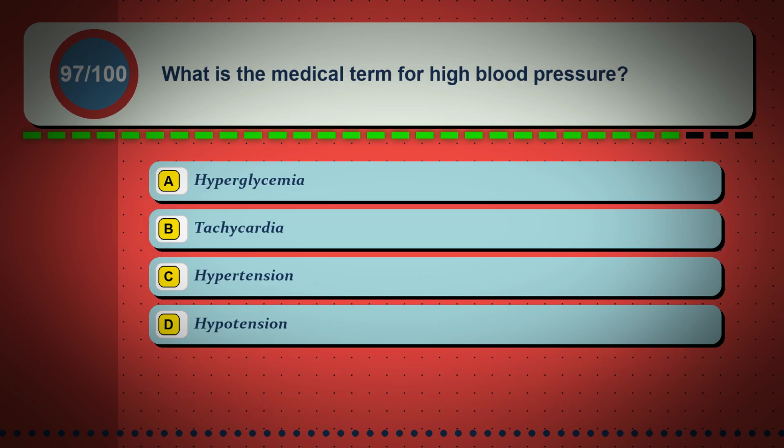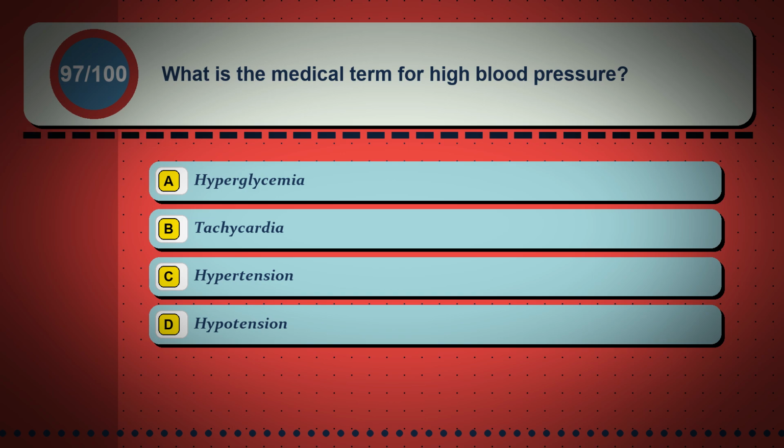Question 97. What is the medical term for high blood pressure? Option A. Hyperglycemia. Option B. Tachycardia. Option C. Hypertension. Option D. Hypotension.